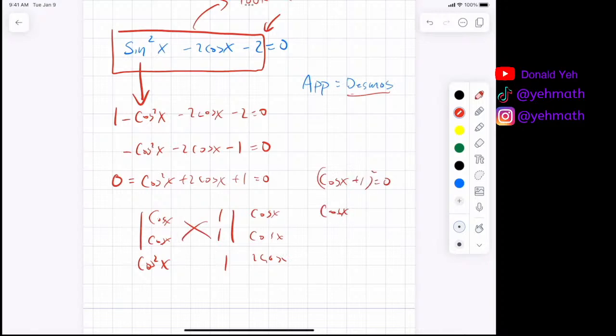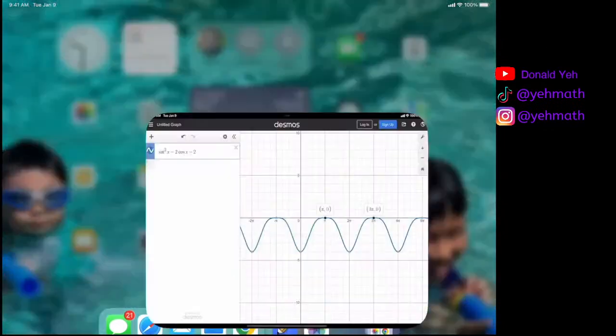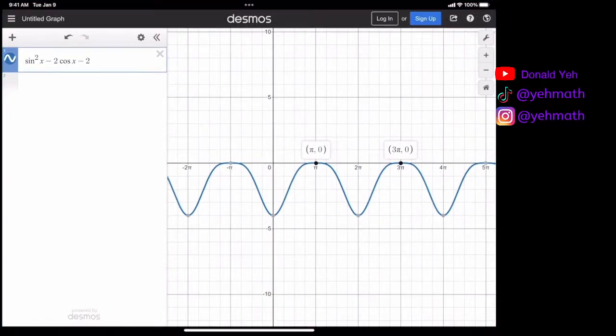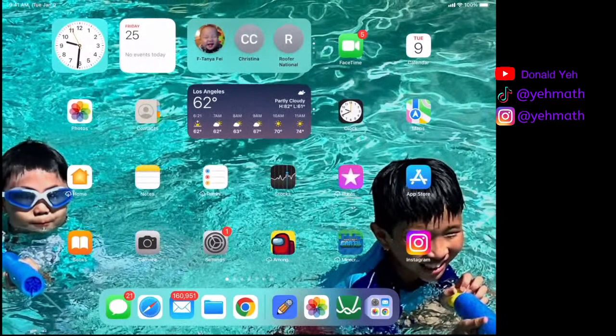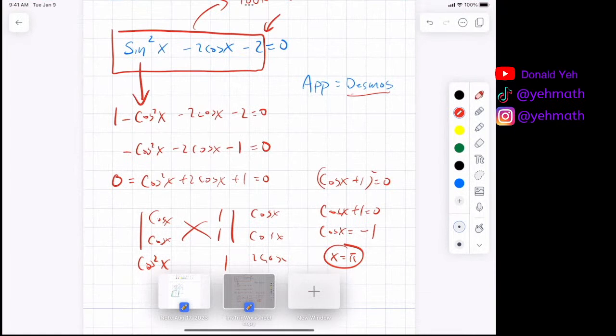Cosine of x plus 1 equal to 0. Cosine of x equal to -1. x is equal to what? Pi. Since I'm not asking for the general solution, x is equal to pi. And what's exactly on the graph? Look at the graph. Pi. So only one x-intercept. Wesley, does that make sense?